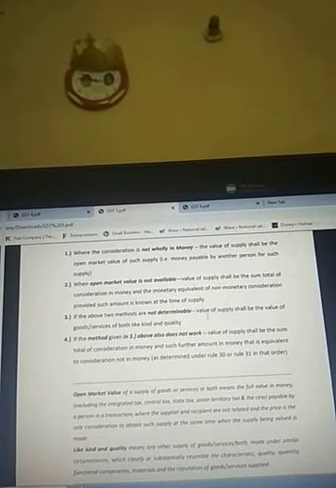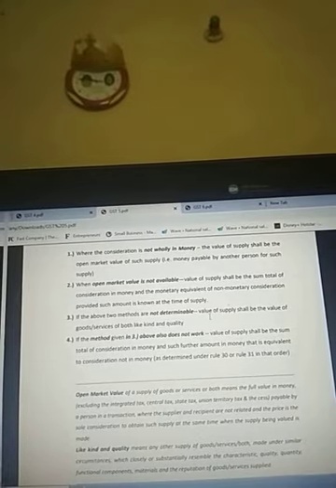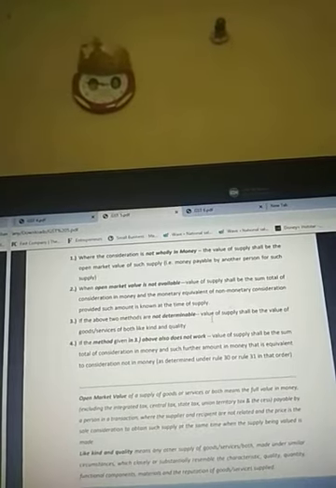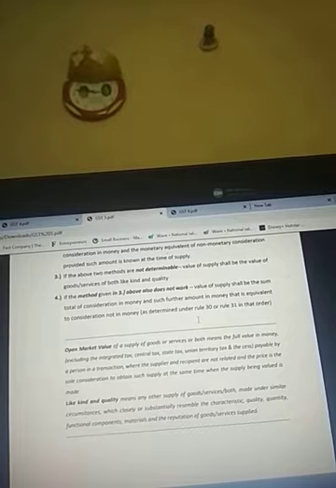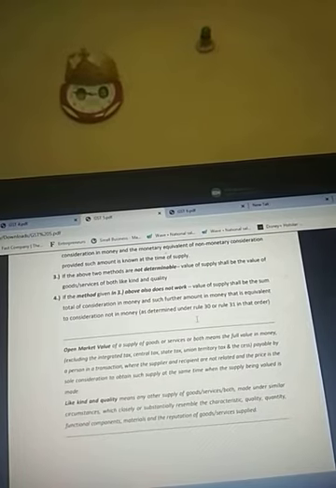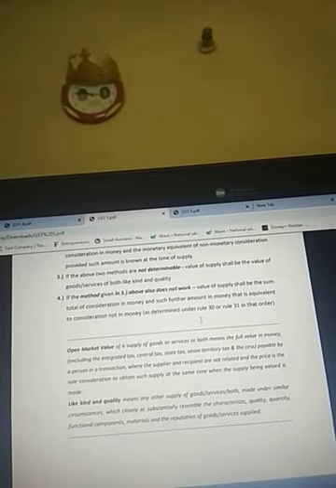When open market value is not available, the value of supply shall be the sum of total consideration in money and the monetary equivalent of the non-monetary consideration, provided such amount is known at the time of supply. If the above two methods are not determinable, the value of supply shall be the value of goods or services of like kind and quality. If the method given in 3 above also does not work, the value of supply shall be the sum of total consideration in money and such further amount in money that is equivalent to the consideration not in money.